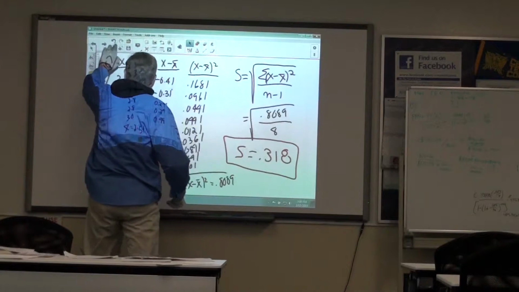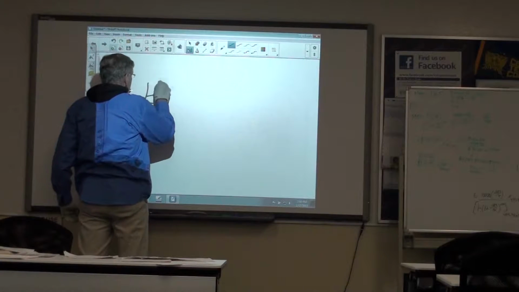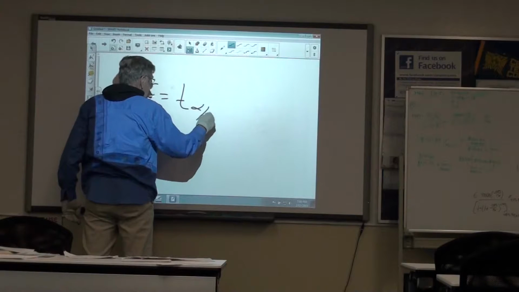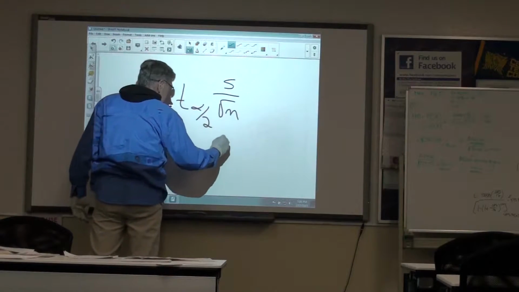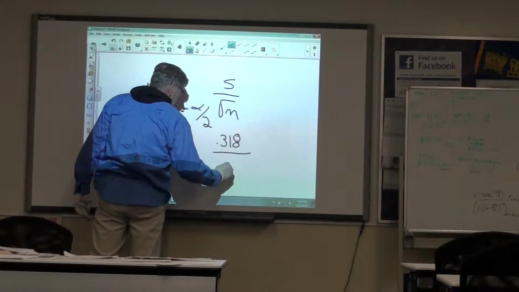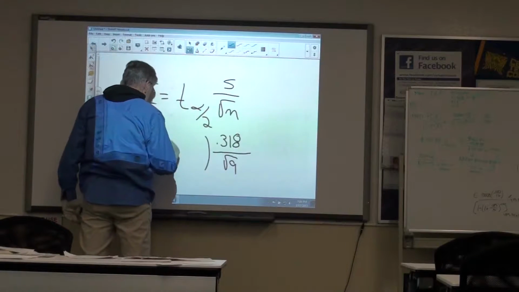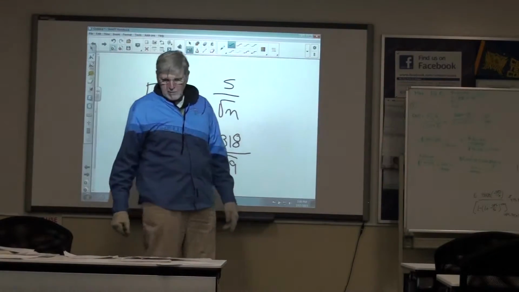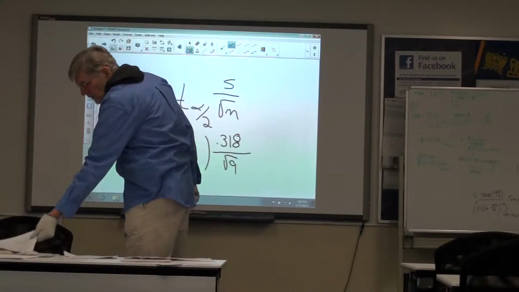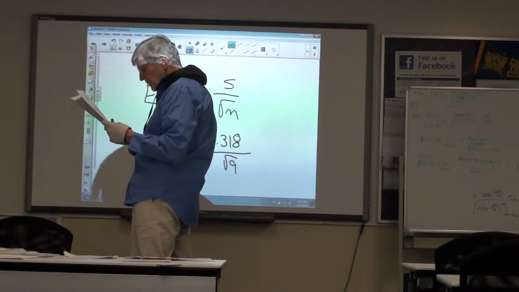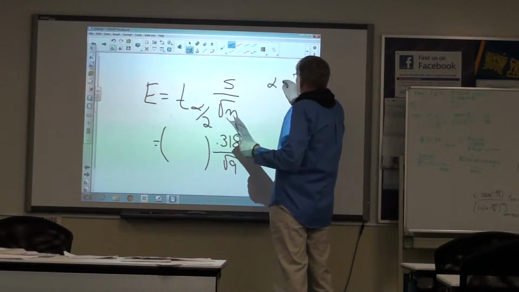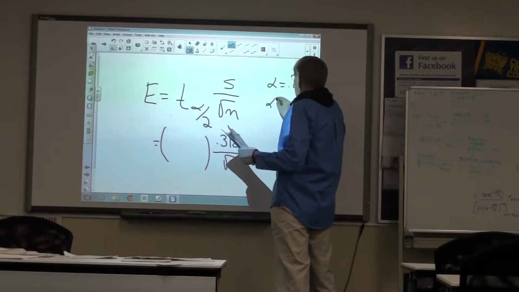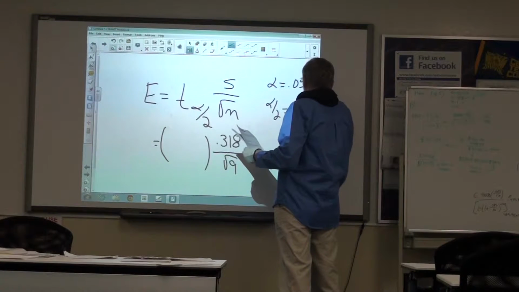So E is equal to T alpha over 2 times S over the square root of N. And S was 0.318 over the square root of 9. And now we need T of alpha over 2. Let's use the table correctly because of the 95% confidence level. So alpha equals 0.05, or alpha over 2 equals 0.025, and n minus 1 is equal to 8.